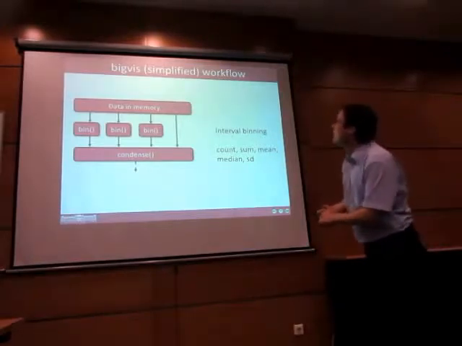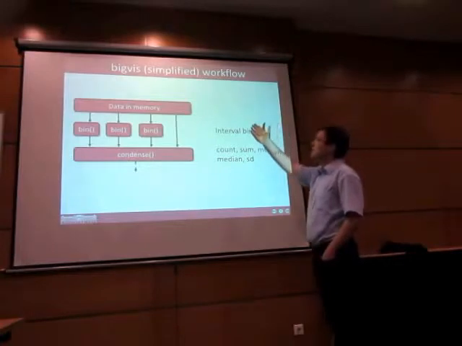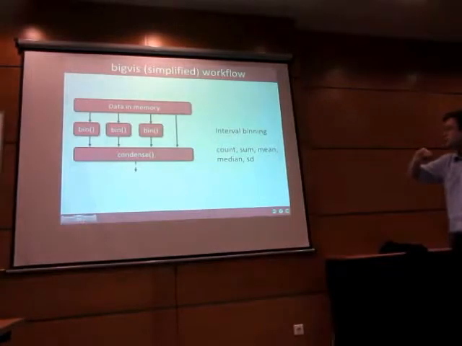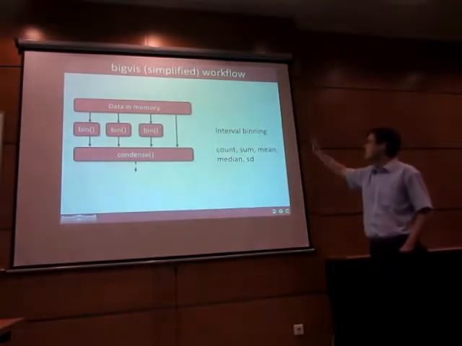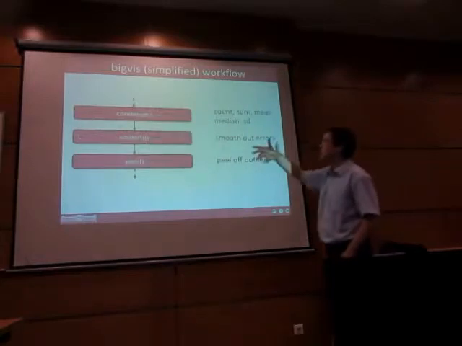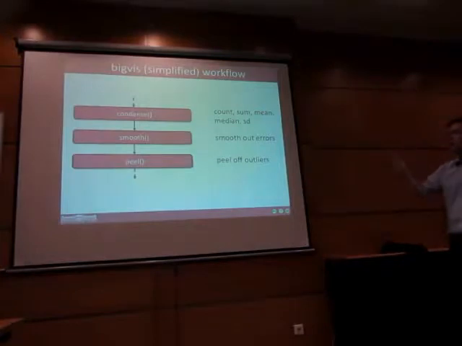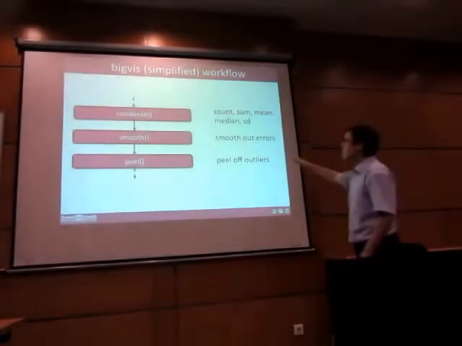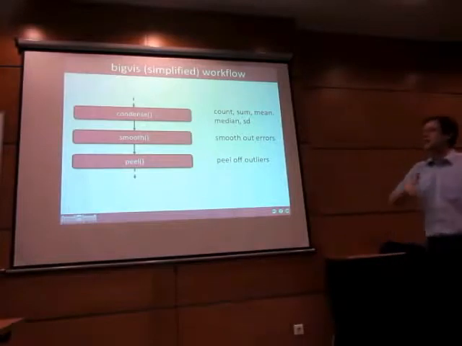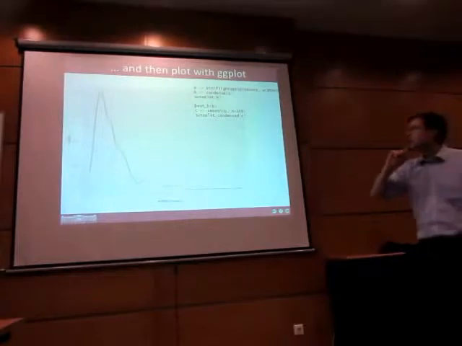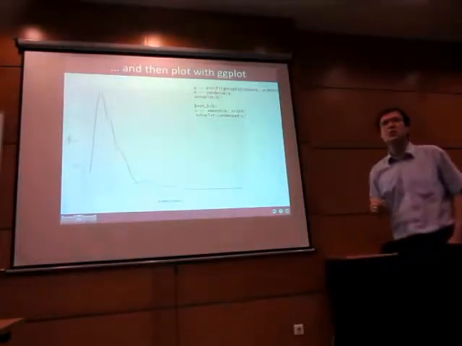The simplified workflow of Bigvis is that you begin with data in memory. Variable by variable, you do an interval binning. You condense the data using count, sum, mean, median, or standard deviation. Count can work on a single variable. Mean and the others can work on non-binned variables. Then you can smooth out the quantification artifacts, peel off outliers, and the data structure that you get at the end of this simple workflow is already amenable to visualization in ggplot.